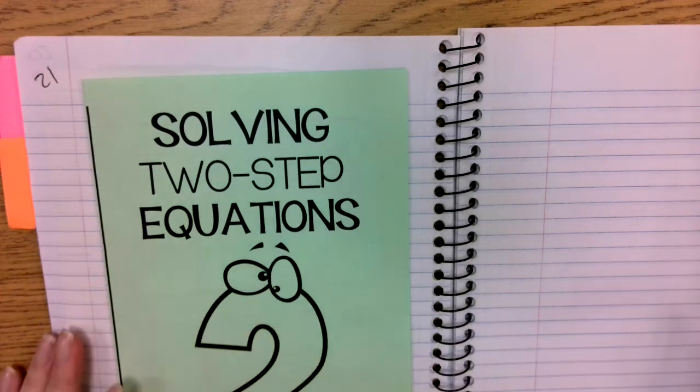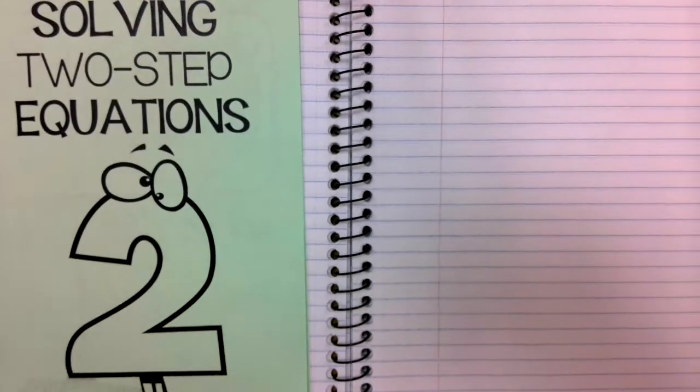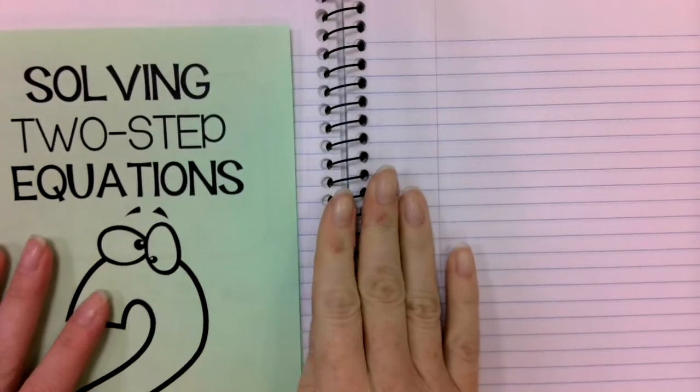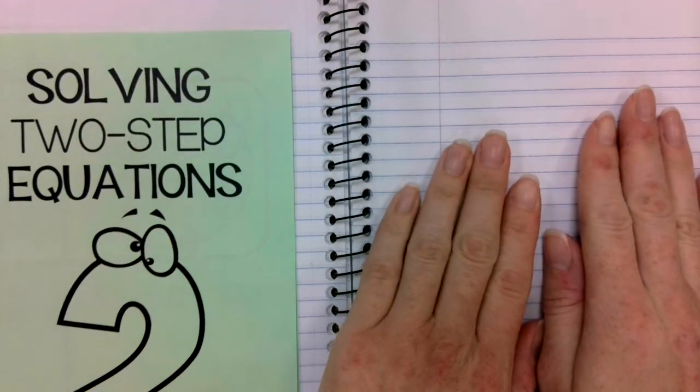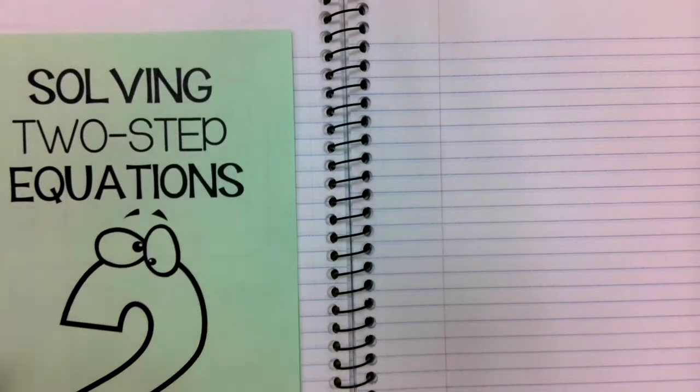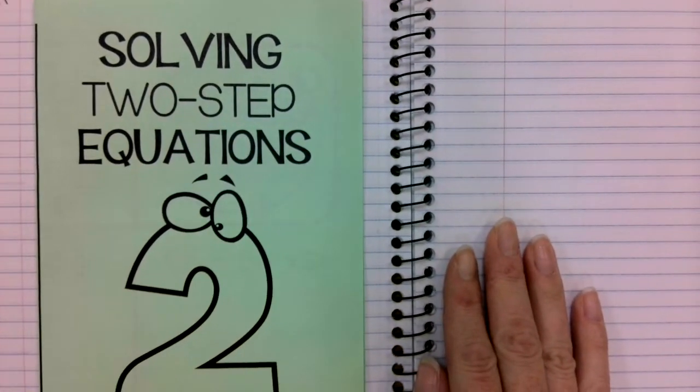All right, guys, so this is your notes on two-step equations. What I want you to do is make sure that you have your notebook set up like this. I want you to have two clean pages next to each other. Your foldable is going to go on one side, practice problems are going to go on the other. All right, so set that up real quick before we get started.